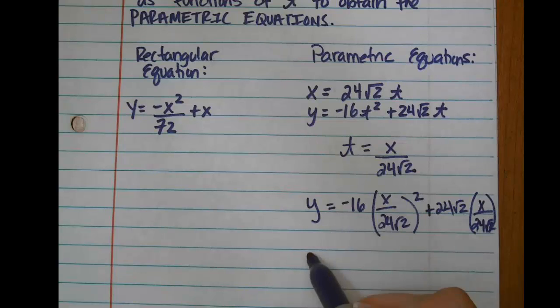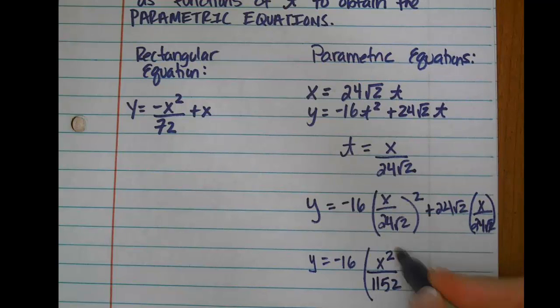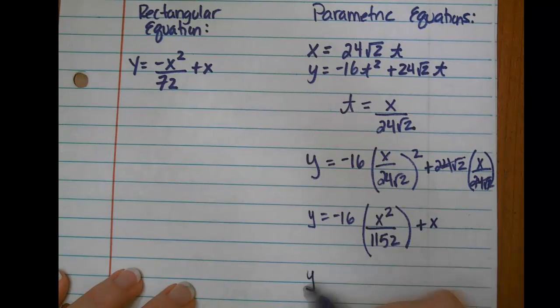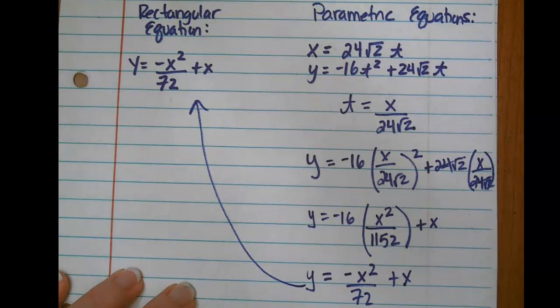I would yield y equals negative 16 x squared over, when I put 24 root 2 into the calculator and square it, I get 1152. The 24 root 2's cancel, and I'm left with x. And sure enough, if you reduce negative 16 over 1152, we yield y equals negative x squared over 72 plus x. We turn the parametric equation into its corresponding rectangular equation.